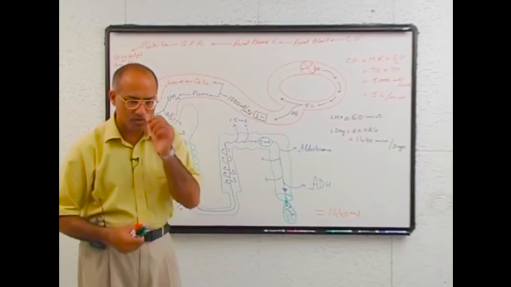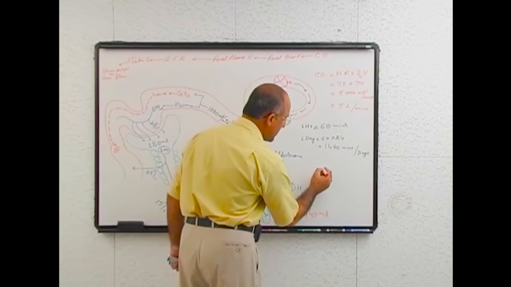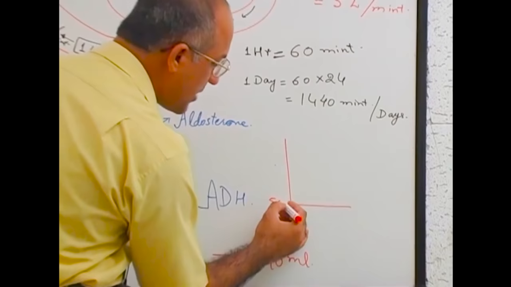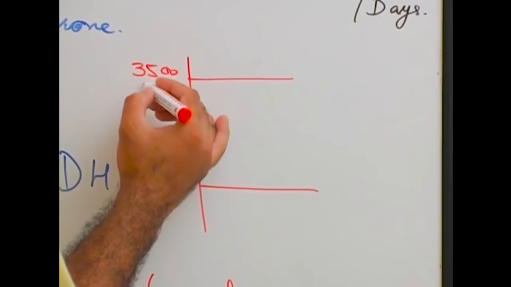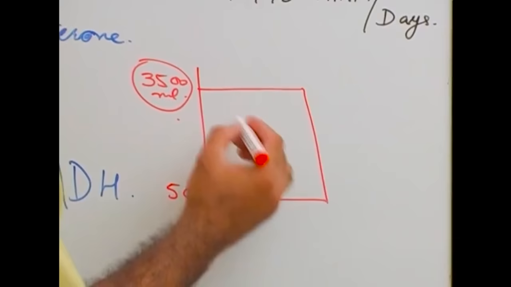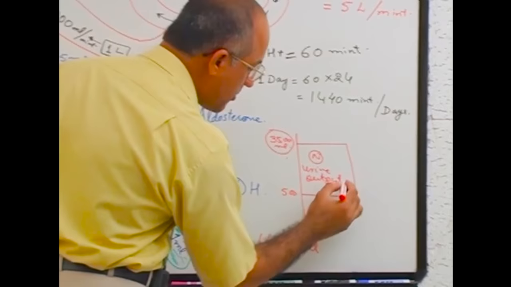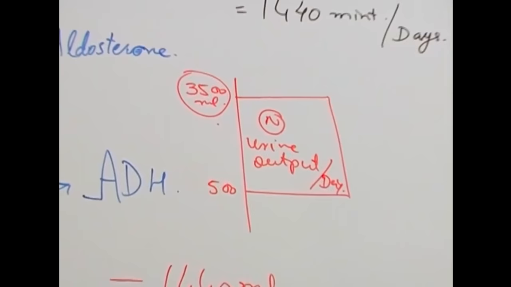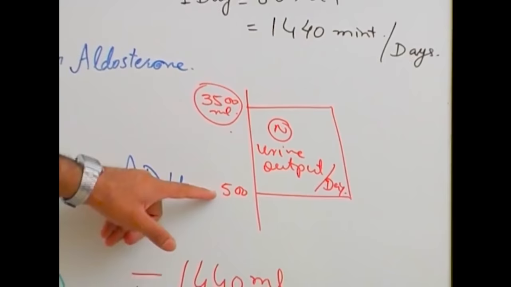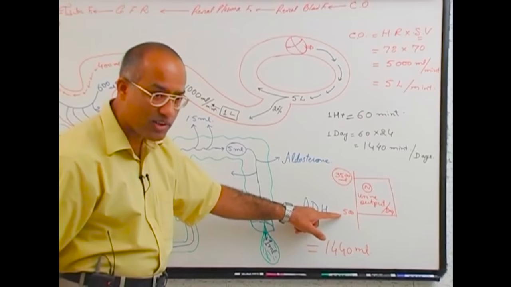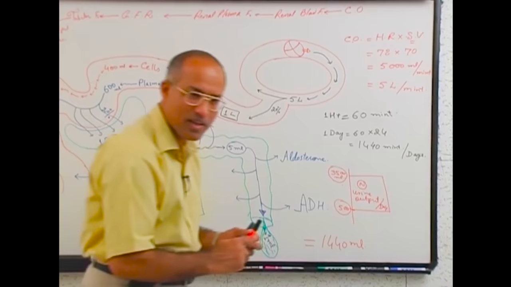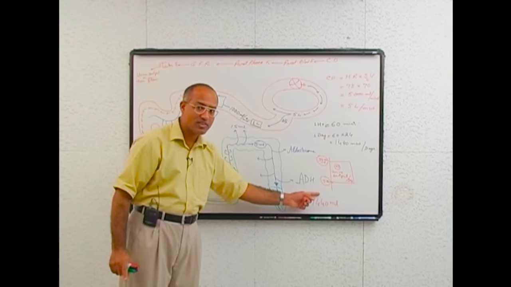But the normal range of urine output is, the minimum allowed is 500 ml and the maximum allowed is 3500 ml. This is the normal urine output per day, right? Normally you should produce more than 500 ml and usually less than 3500 ml. It means that 24-hour urine output should be more than 0.5 liter and less than 3.5 liter. I will tell you why urine less than this is bad and why urine more than this is also bad.